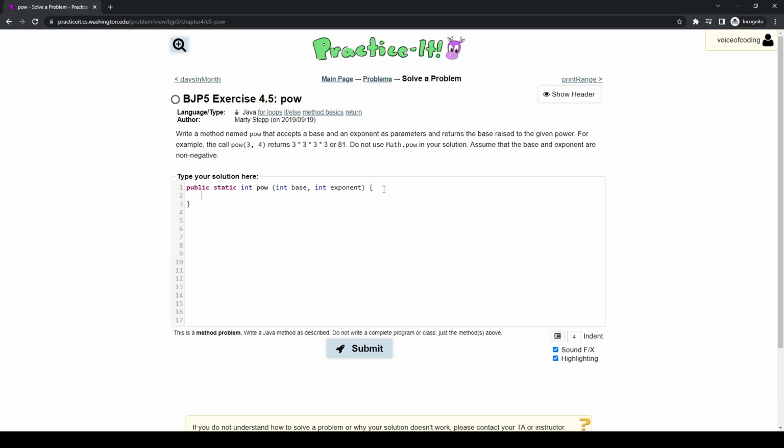Now, another way to look at exponents, we'll use the example given in the problem description, 3 to the power 4. Another way to look at 3 to the power 4 is just 3 being multiplied 4 times. In other words, we're just going to be multiplying the base exponent amount of times. And we could basically just do this with a for loop.